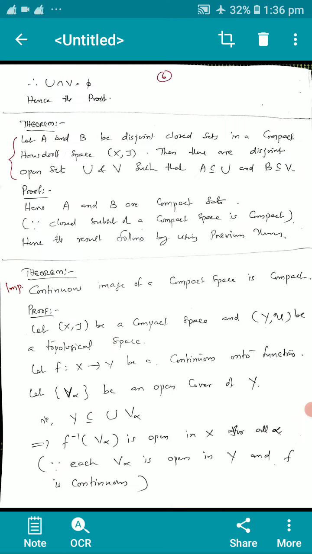Next theorem. Let A and B be disjoint closed sets in a compact Hausdorff space X. Then there are disjoint open sets U and V such that A is a subset of or equal to U and B is a subset of or equal to V. You can discuss the proof because we are using the earlier results. Here A and B are compact sets. Why? Because closed subsets of a compact space are compact. Hence the result follows from the previous theorem.